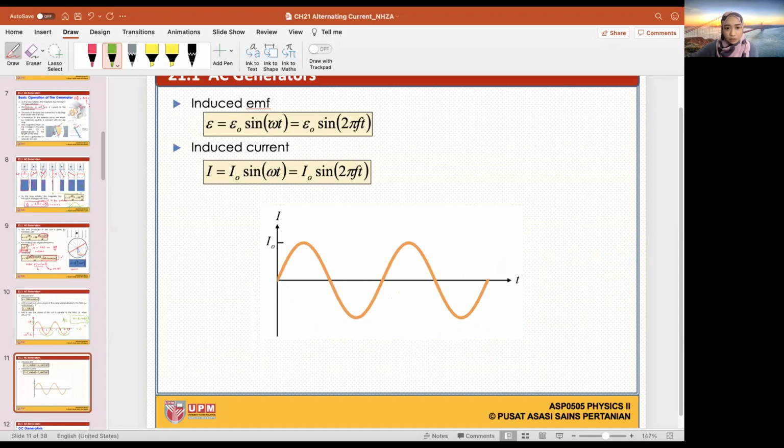You can also substitute omega with 2 pi f because it's the same thing, or 2 pi over period. And your induced current is I naught sine omega t. So the current also follows the same sinusoidal graph like your EMF. And your EMF is V equals IR. Only R does not follow the sine. I follows the sine, EMF follows the sine. R is a constant value. It does not change. It's not an AC resistor.